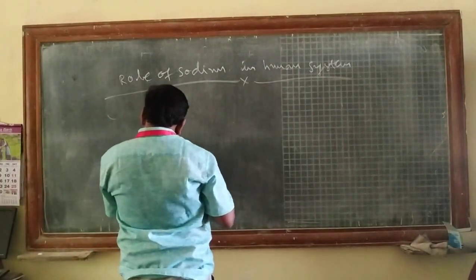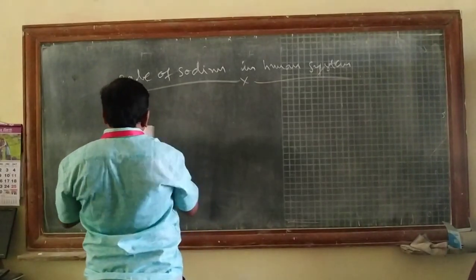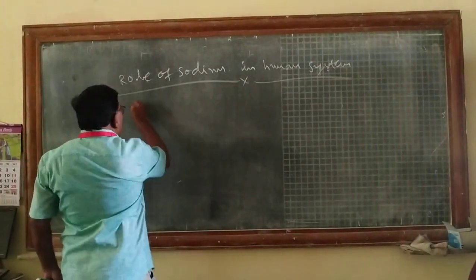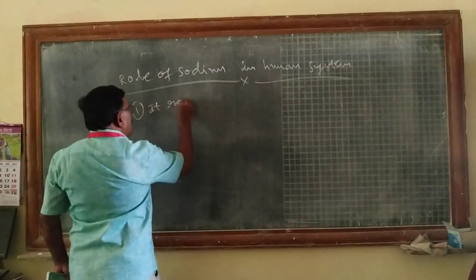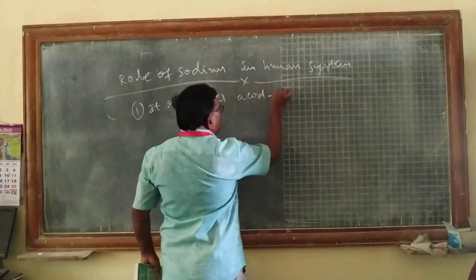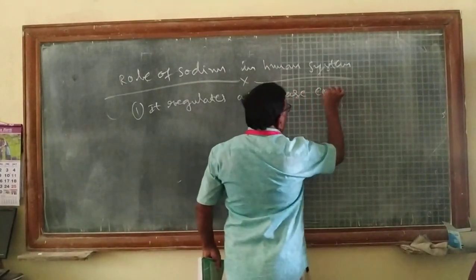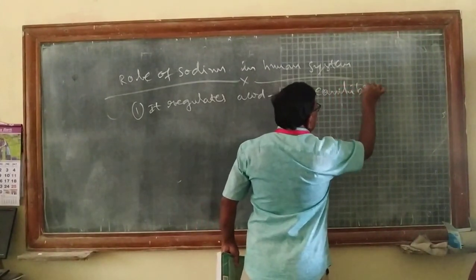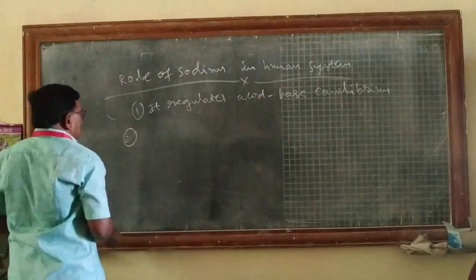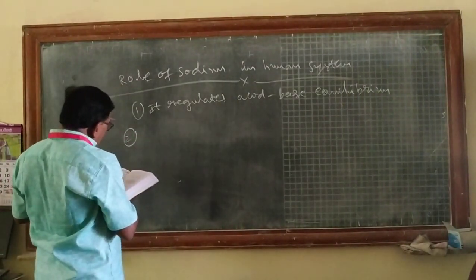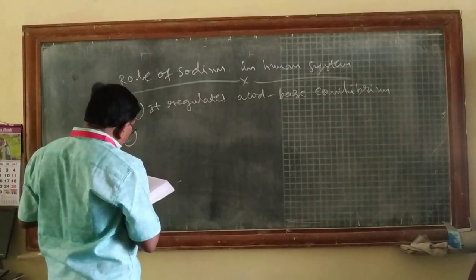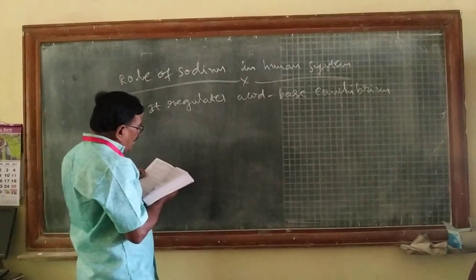The first role in the biological system is to regulate the acid-base equilibrium in the body system. Number 2: it also helps maintain the osmotic pressure of the body fluid, thereby protecting the body against fluid loss.